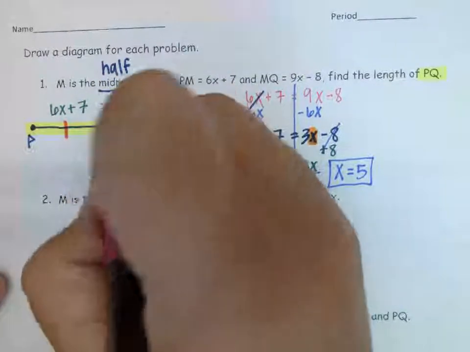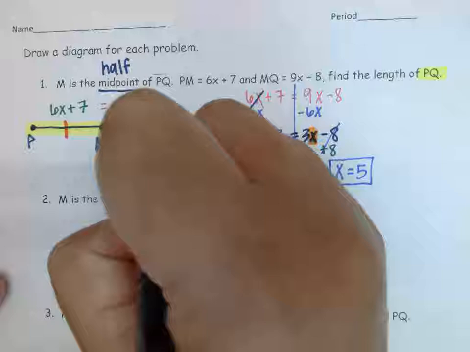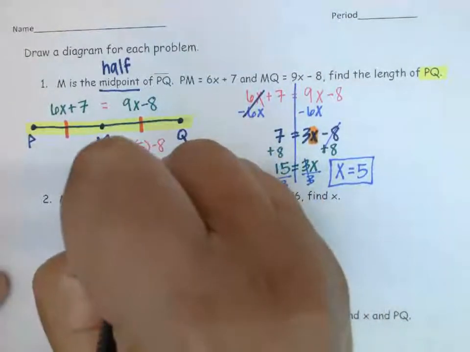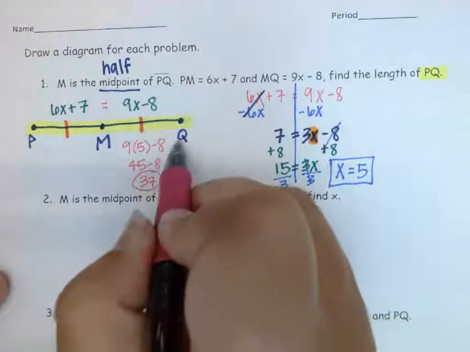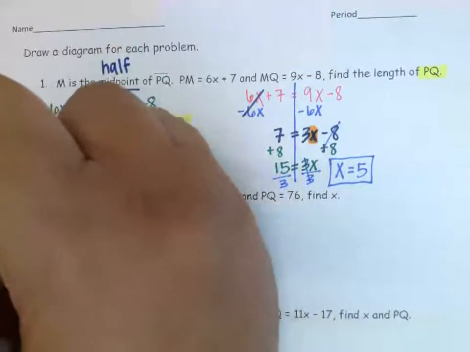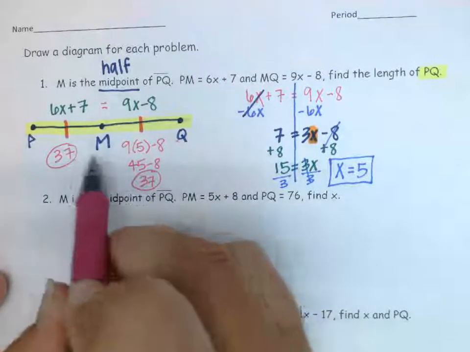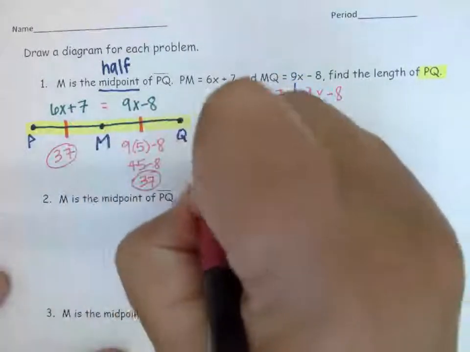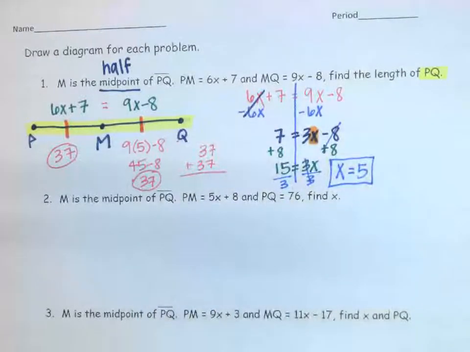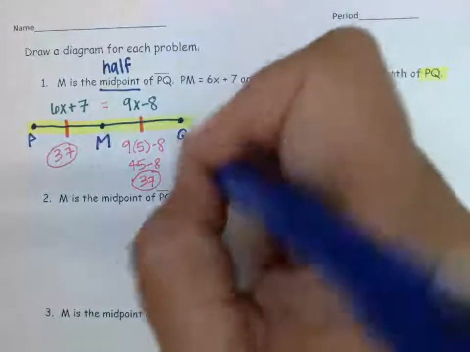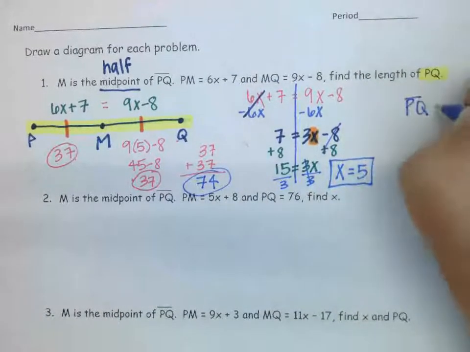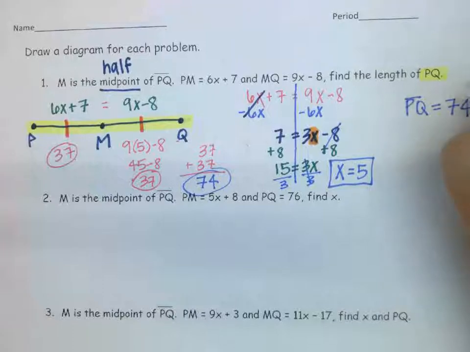What's 9 times 5? 45. 45 minus 8 is 37. So 37 is MQ. Well, if MQ is 37, what's PM? Also 37. So putting both of these together, you're going to add 37 plus 37, and you are going to get 74. 74 is my final answer. So PQ is equal to 74.